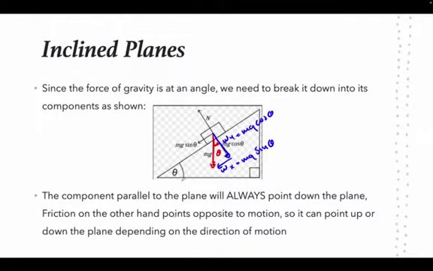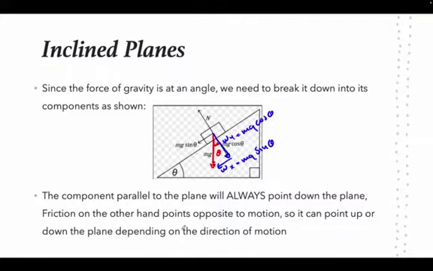And if there is friction, then friction will depend on whether the object is moving up the ramp or down the ramp. As we learned in a previous video, friction force acts opposite to motion. So if the object is moving up the plane, friction force will act down the plane. If the object is sliding down, friction force will act up the plane. So we have to read our situation very carefully so that we can put friction in the correct direction.